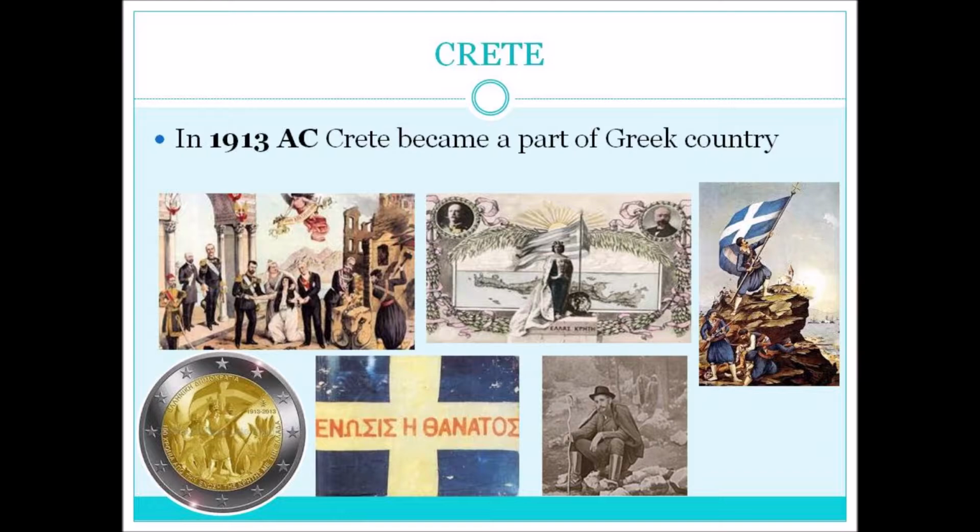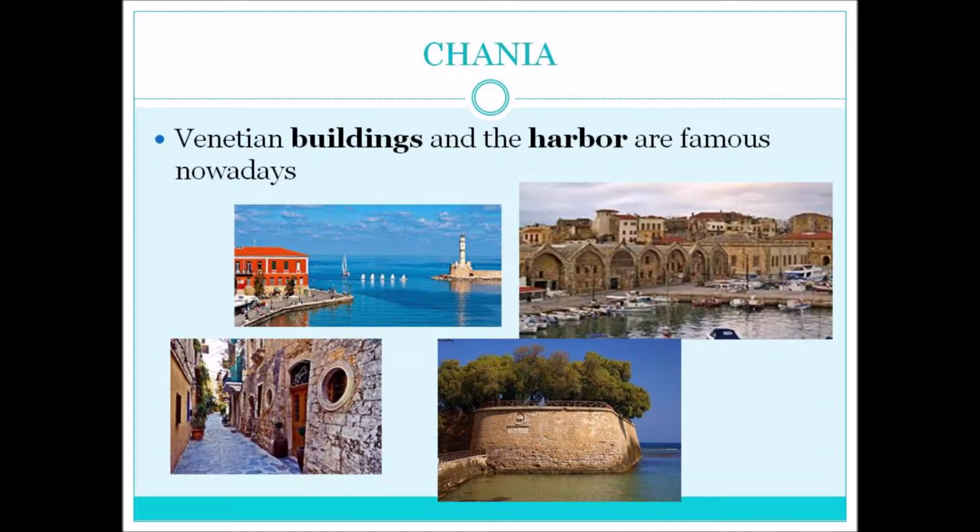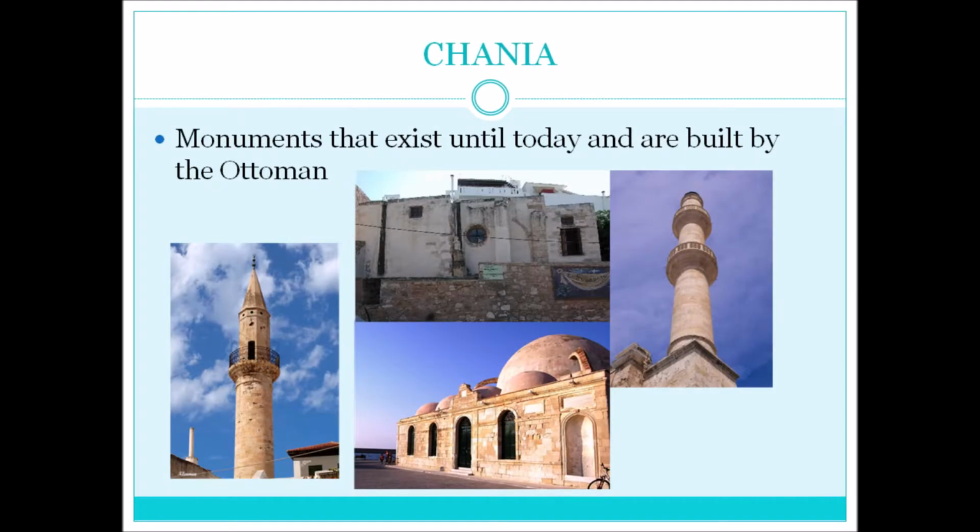The most important personality of the last century was Eleftherios Venizelos. He was the leader of the Cretan Revolution, and later he became the Prime Minister of Greece. In these slides, we will show you a few things about our city. These are some buildings remaining from the Venetian occupation. Here you can see some buildings made by Turks, like this hammam, which is a Turkish bath, and some religious places where they used to pray.